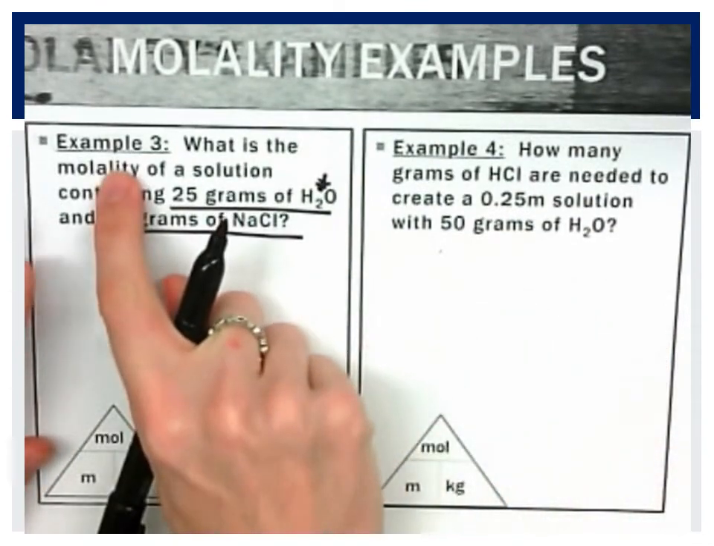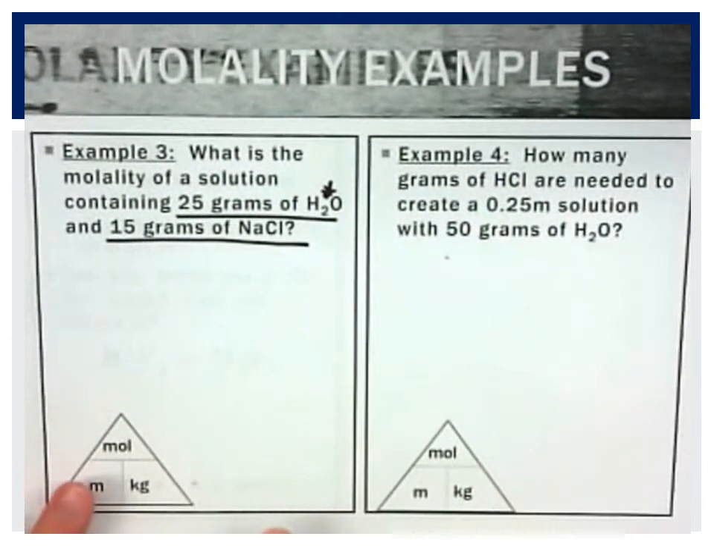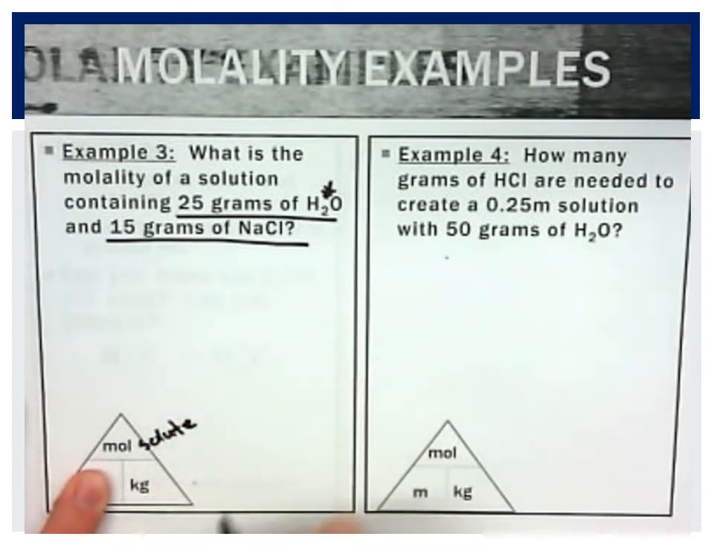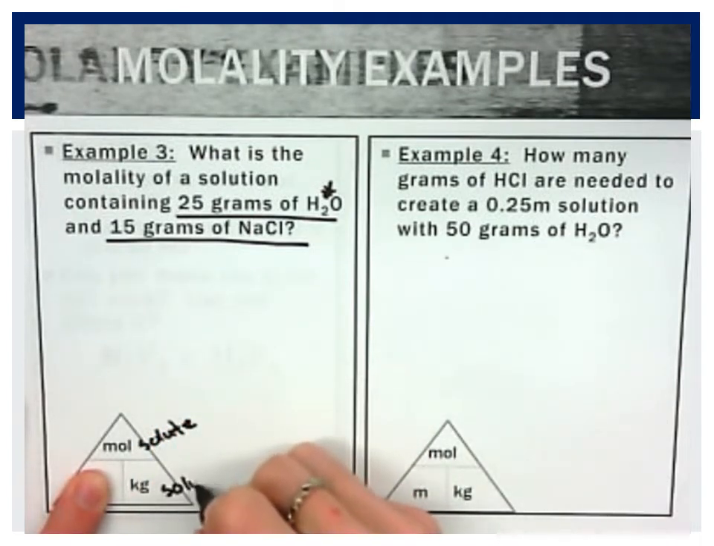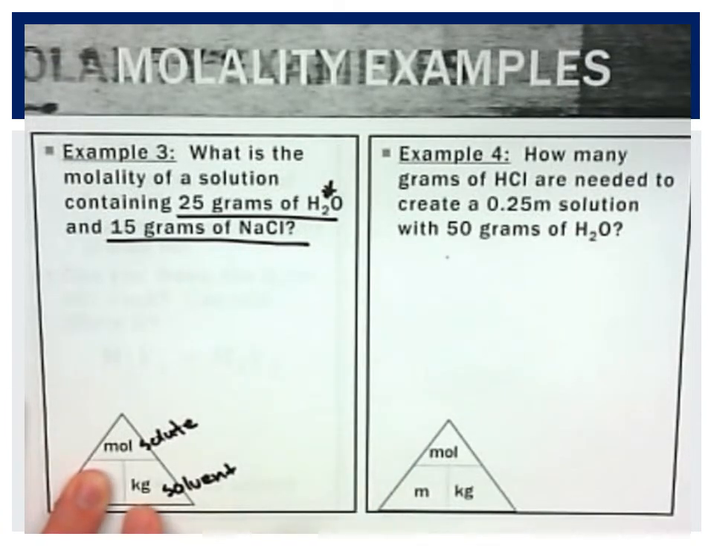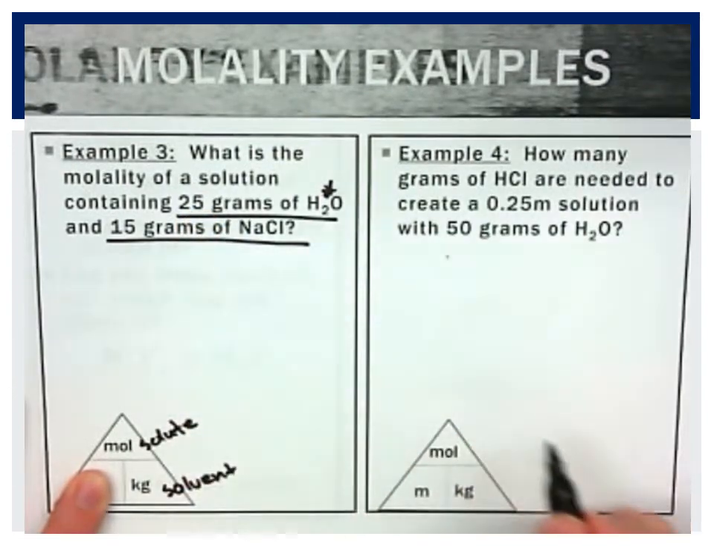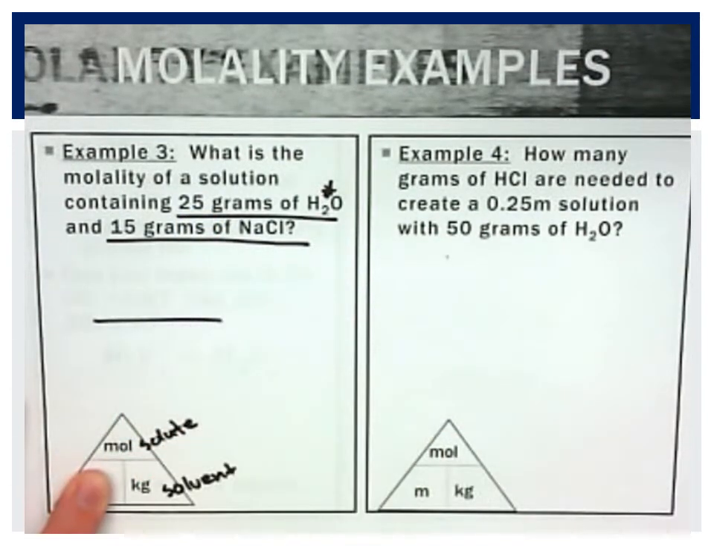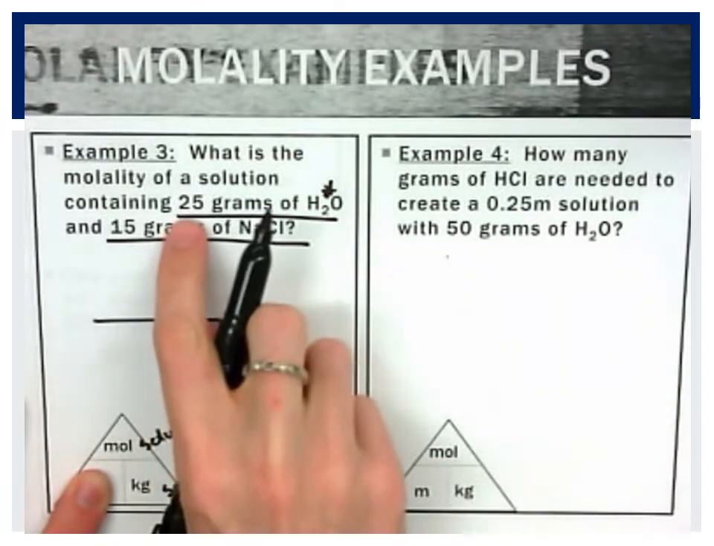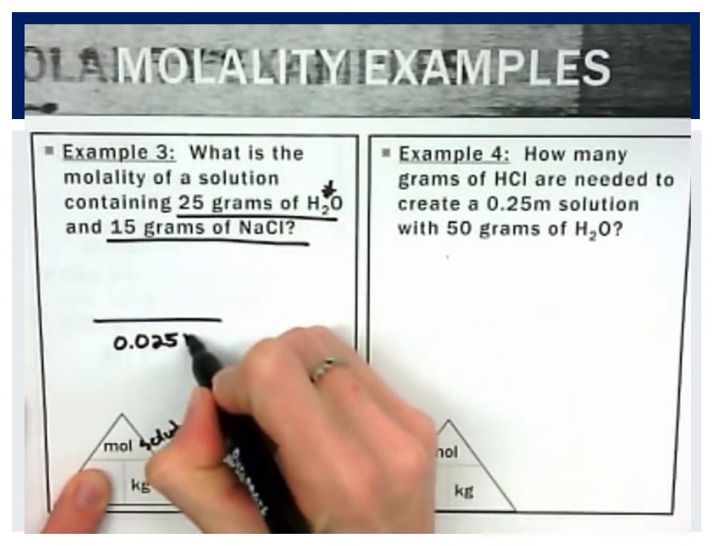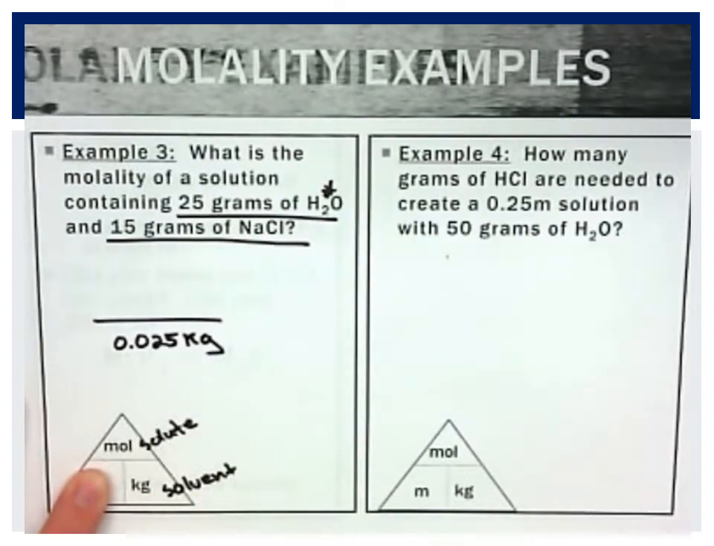So if I want molality, if I come to my triangle here, I cover up my M, it's moles divided by kilograms. It's moles of solute over kilograms of solvent. Okay, so for my solvent, I want it in kilograms. I have it in grams. I want to divide that by 1,000. So 25 grams divided by 1,000, 0.025 kilograms of my solvent.